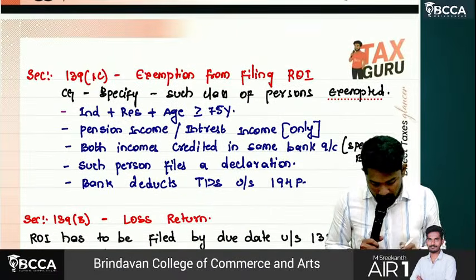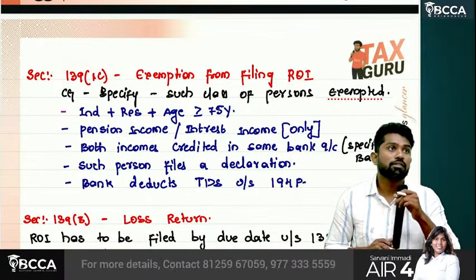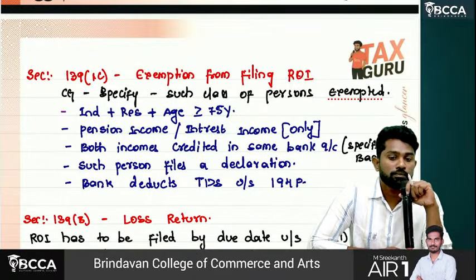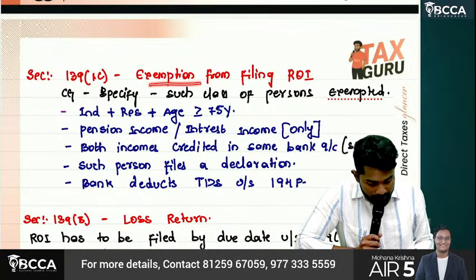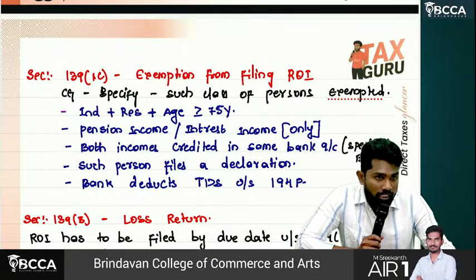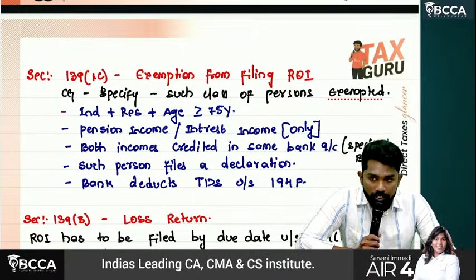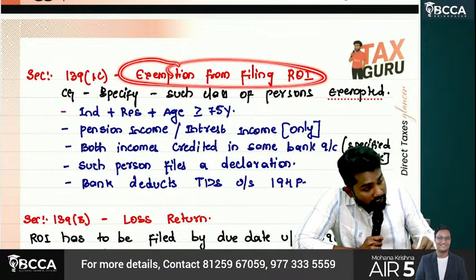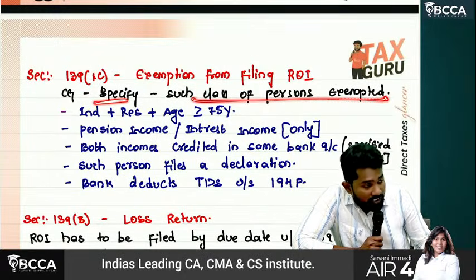Then section 139(1C). Section 139, subsection 1C, exemption from filing return of income. Sir, certain people are not required to file return of income also. Who? The Central Government can specify such a class of persons.